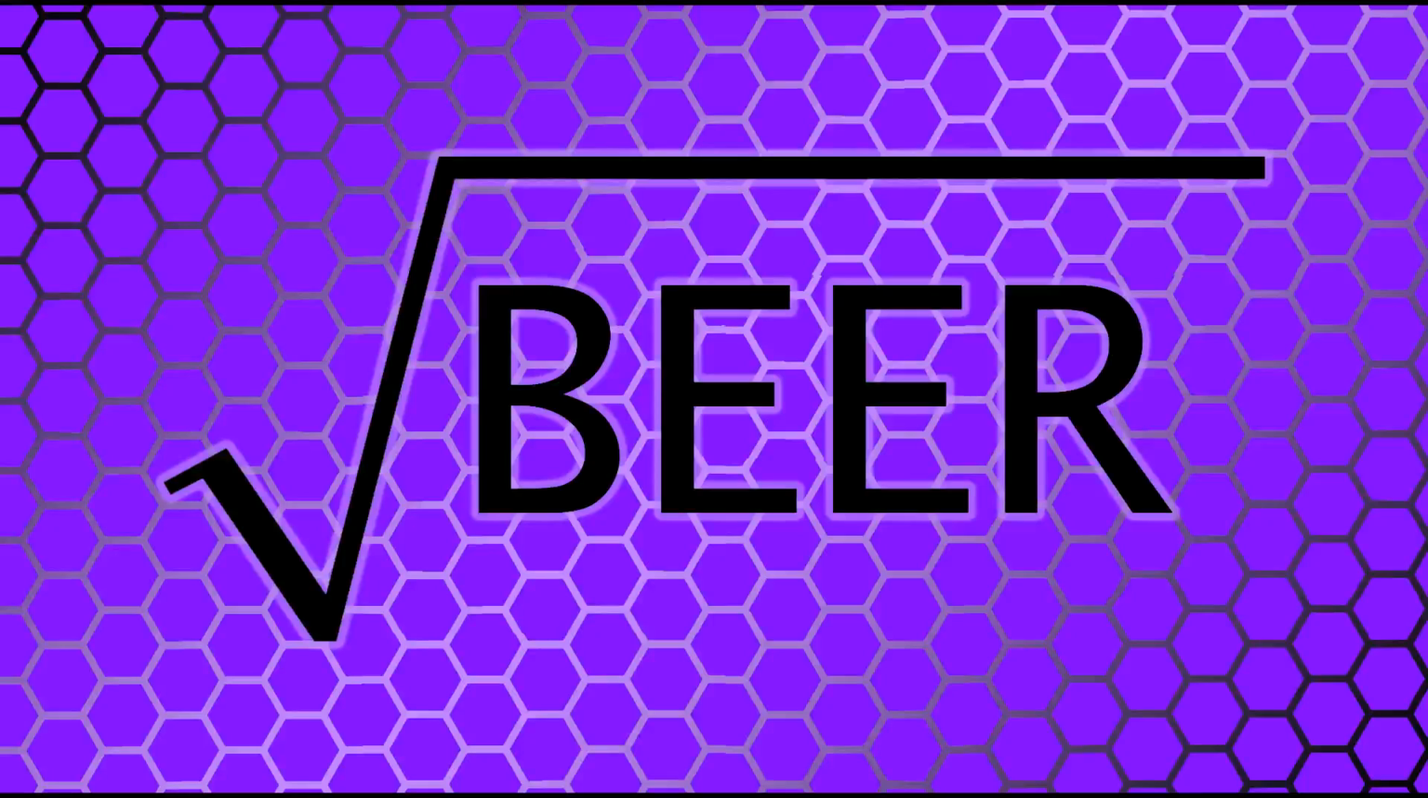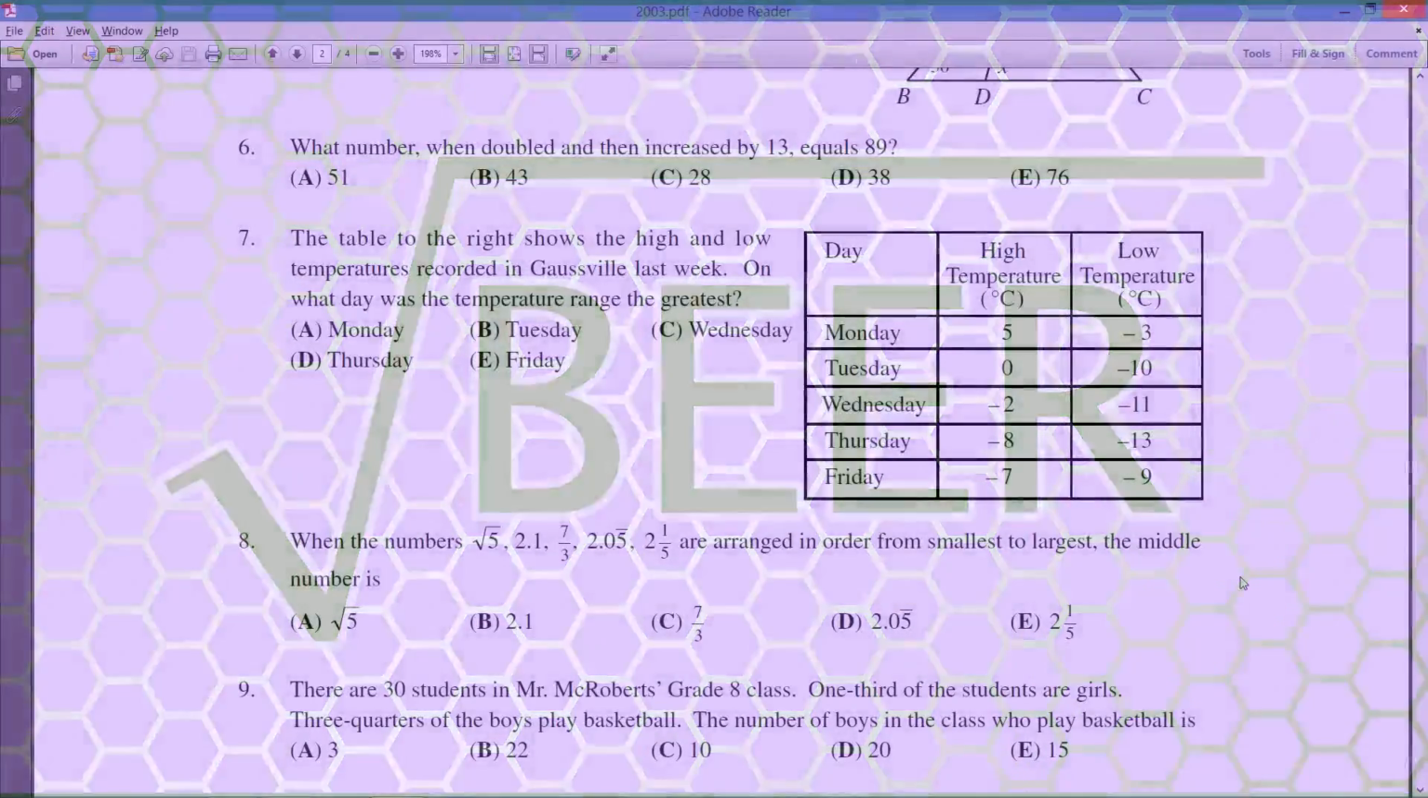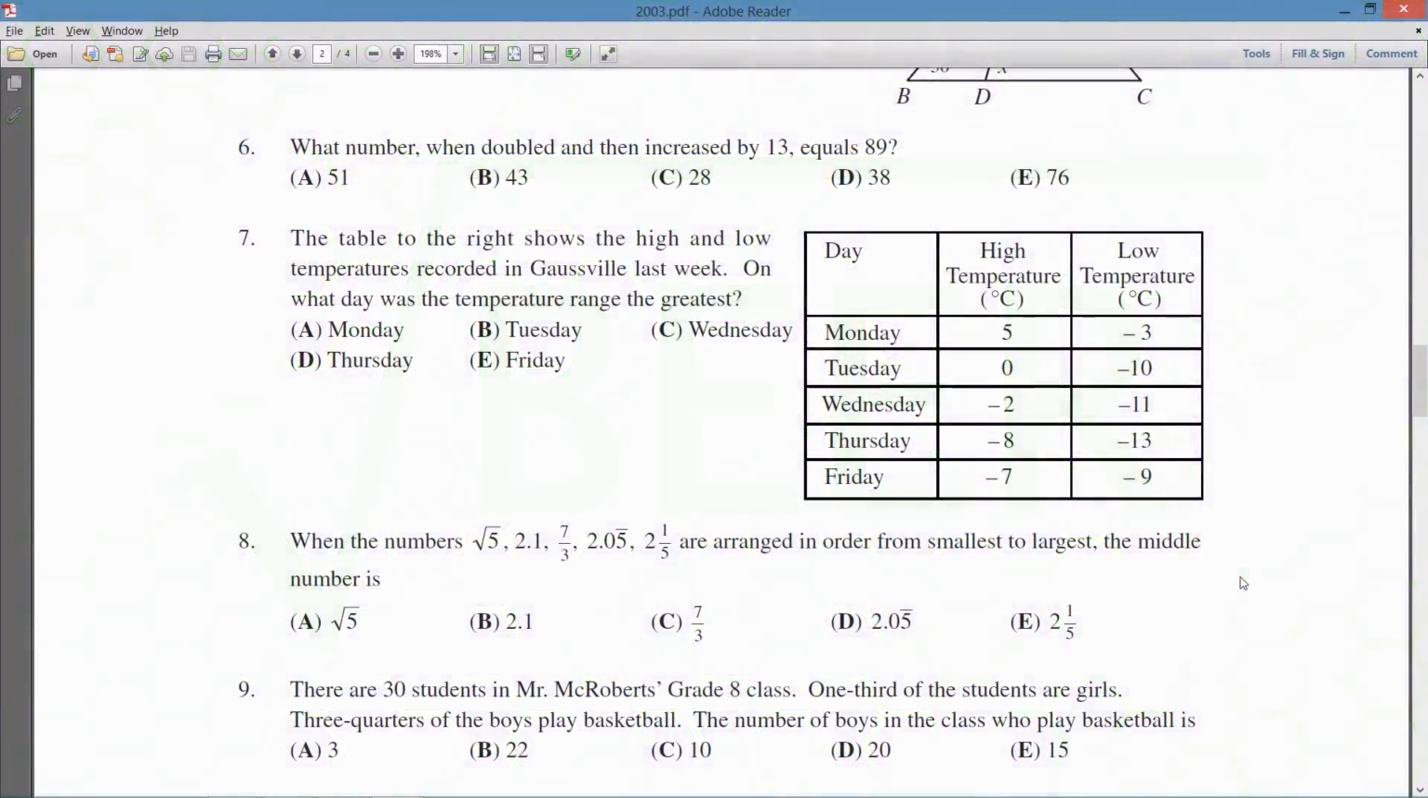Hello everybody and welcome back to question number 6 on our continuing progress through the 2003 grade 8 Gauss competition. Okay? So question 6 says, what number, when doubled and then increased by 13, equals 89? Okay? What number, when doubled and then increased by 13, is equal to 89?